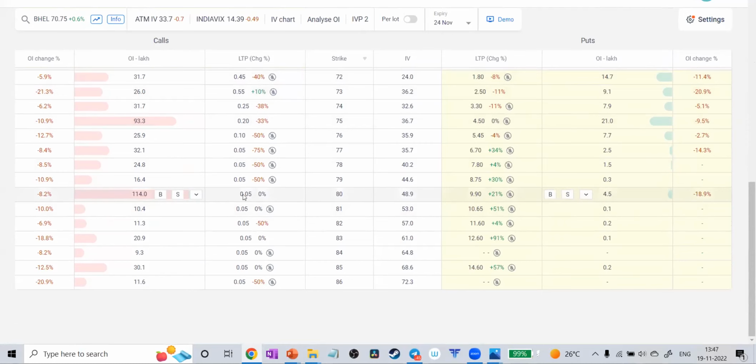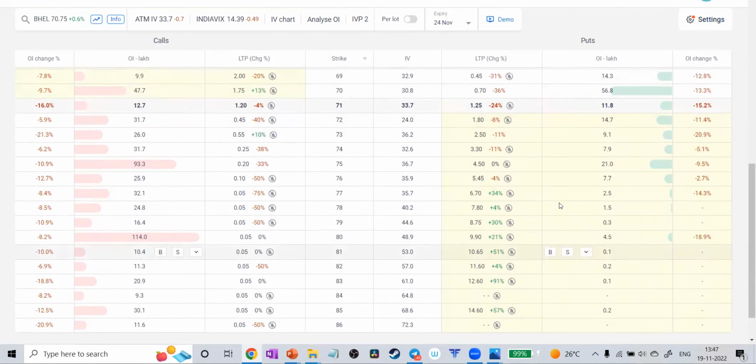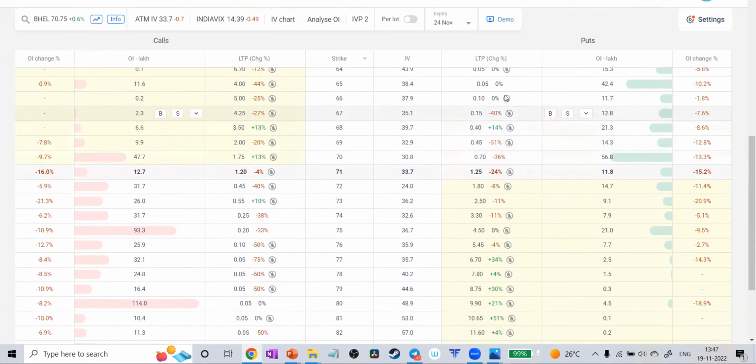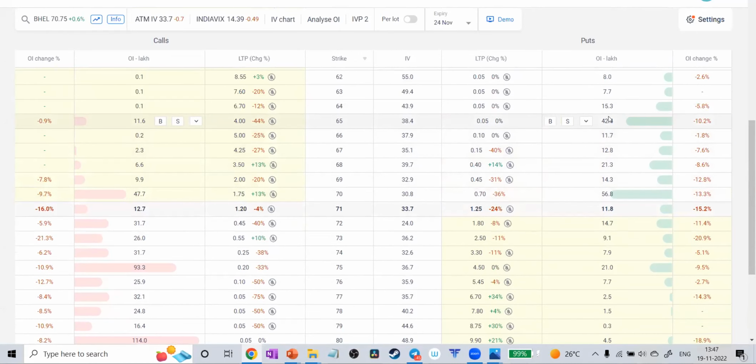And then we have 80 also, we have liquidity. Liquidity issue is not there in these round numbers. Similarly, here also 70, 65, no liquidity issue, like that. Okay, so you can go with the round numbers. You won't face liquidity issue in the stock options.